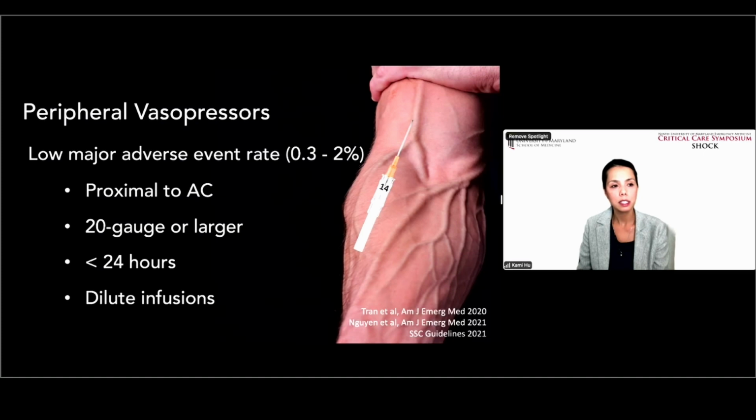Now, again, across these studies there were differences in terms of how long they kept them in and what size the gauge was. But in general, across the board, and if you look at various protocols, including the one at our hospital, they recommend a larger gauge, placement above the antecubital fossa, use for less than 24-ish hours, and in general, the use of more dilute infusions instead of your concentrated pressors.